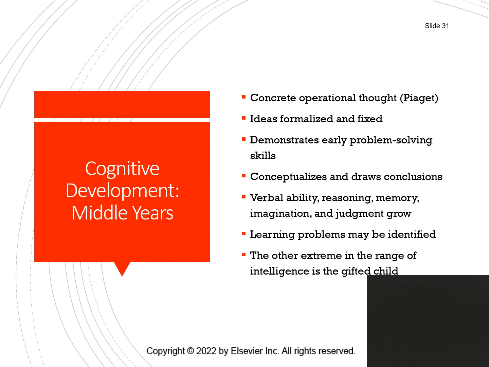Piaget called this stage of cognitive development the concrete operational thought. In this stage, children think in concrete ways about real things, and they draw conclusions based on what they see and know. Ideas are organized and fixed. Children think in black and white. They may have trouble accepting maybe situations.